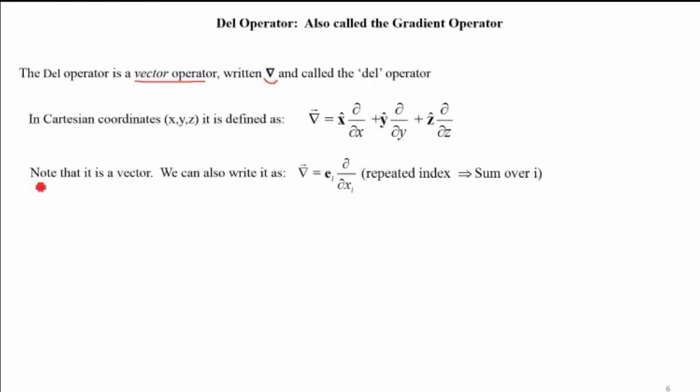Okay, so the first thing is, notice that this is a vector. We can also write it as follows. We can replace particular unit vectors with e sub i, and we can take the derivatives with respect to x sub i, and the repeated index means to sum over i. Okay, so if we take e1 to be x hat, e2 to be y hat, e3 to be z hat, and then of course this is x1, this is x2, this is x3, then we have the same form, and it's just easier to write it in this form.